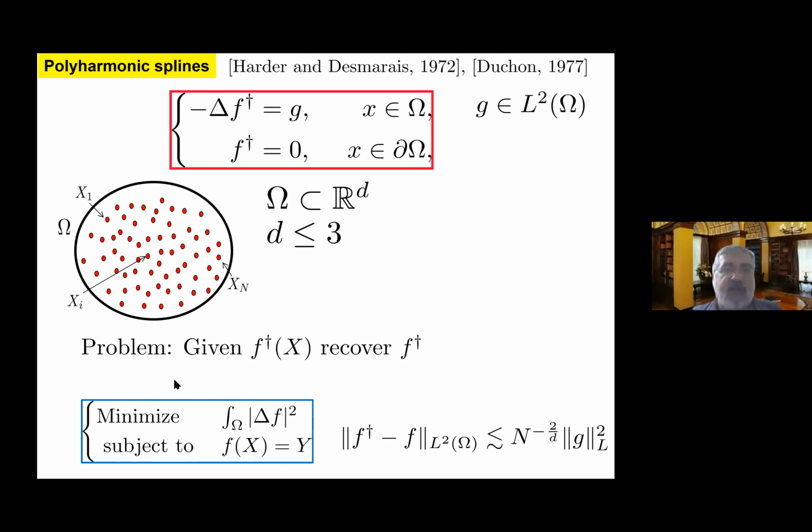So this minimizer F is a kernel interpolant with a kernel K defined by the following RKHS norm. Furthermore, this kernel interpolant is good in the sense that it achieves the minimax optimal rate of convergence in approximating F dagger given that the right-hand side is in L2, okay? This is also known as the Kolmogorov n-width. So you can achieve the Kolmogorov n-width up to a constant.